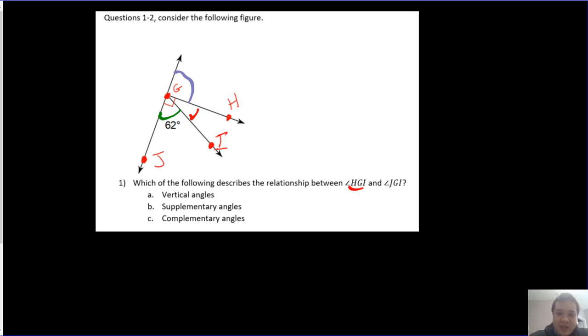And then JGI, that is going to be the green one, because it's J to G to I, and it encompasses this green one right there. We can see that these two angles, the red and the green one, add up to 90 degrees or form a right angle. Therefore, these are complementary. Complementary means forming a right angle.